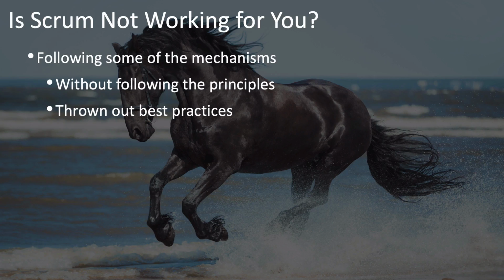First, the team follows some of the visible mechanisms and processes of Scrum, but without following the underlying principles. And second, the team follows only the Scrum processes and abandons all of the other best practices in project management that are still necessary and which complement the Scrum approach.